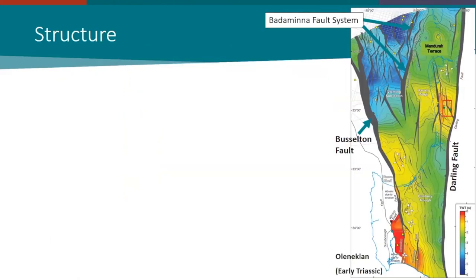Now I will go through some of the interpreted sections and maps which help illustrate the main structural elements of the basin. On the right is the two-way time map to the early Triassic top Sabina sandstone horizon. Cool colours show where the horizon is deeper.